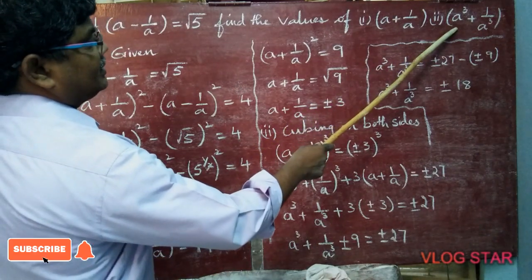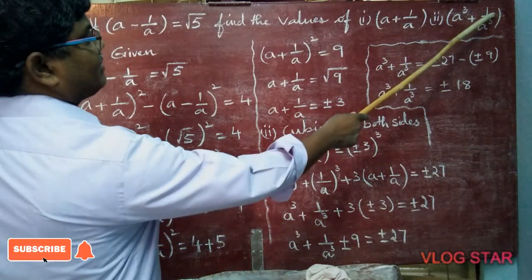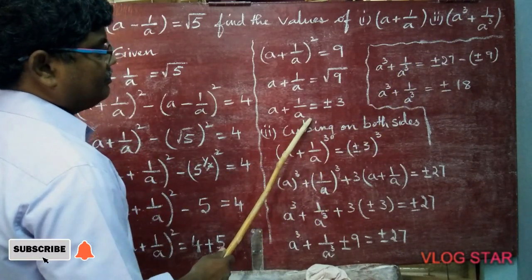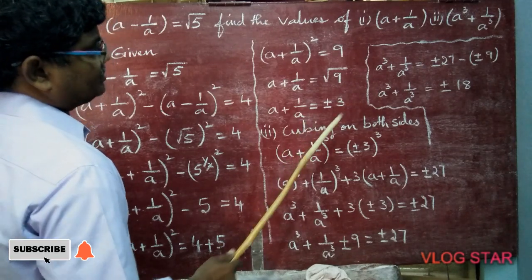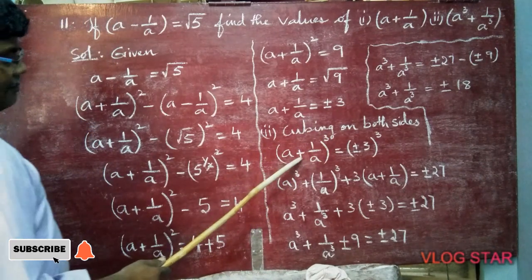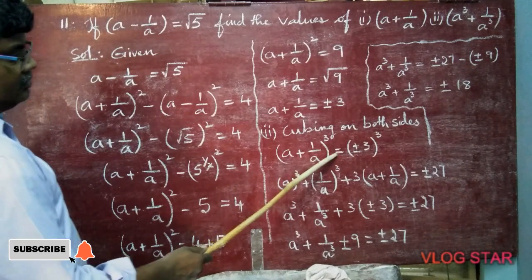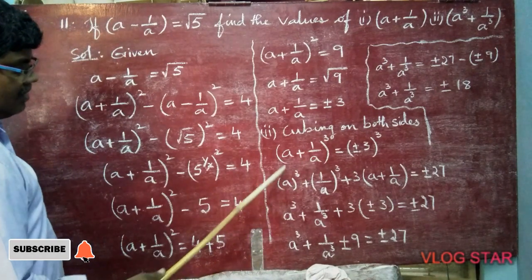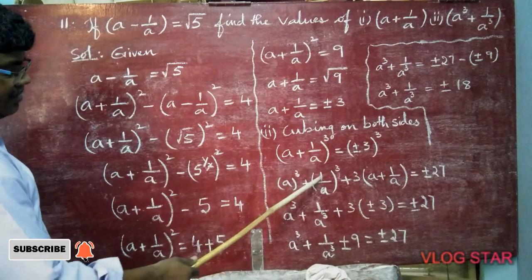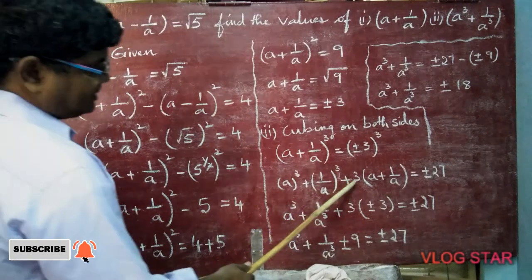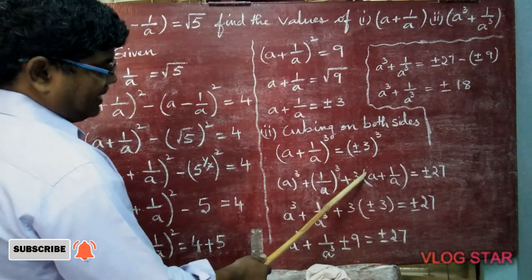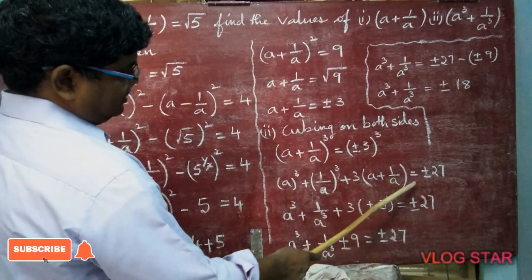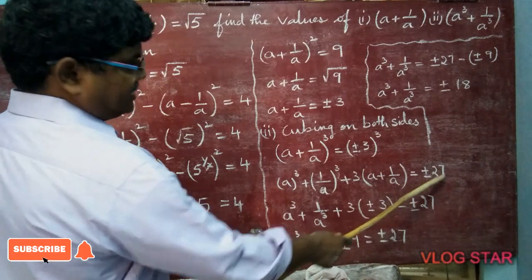Coming to the second bit. They told to find a cube plus 1 by a cube. So hint is cubing on both sides. Just now we got a plus 1 by a, that we are cubing. Now (a plus 1 by a) whole cube is equal to plus or minus 3 whole cube. It is the formula of (a plus b) whole cube. You know, a cube plus (1 by a) whole cube minus 3 into, here a into 1 by a cancel, that's only 3. 3 into (a plus 1 by a) is equal to plus or minus 27.